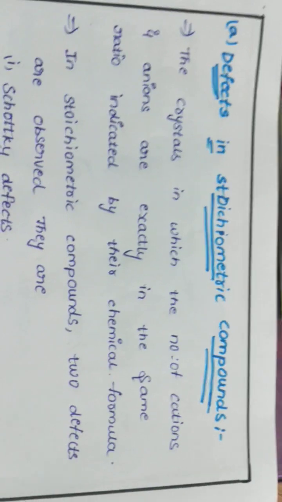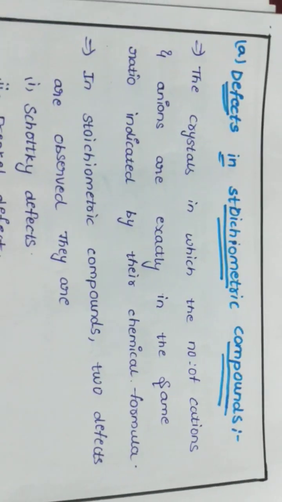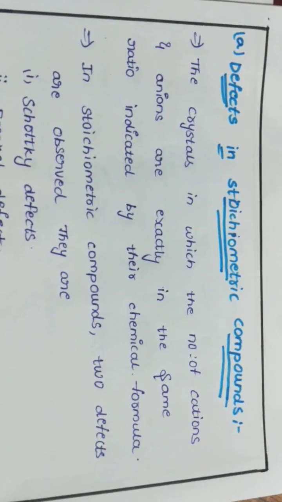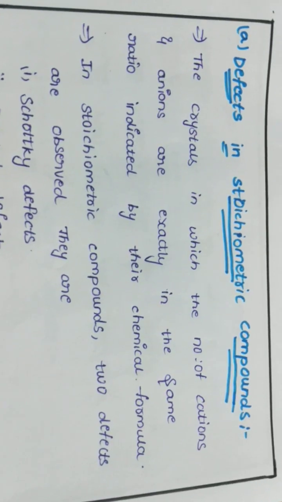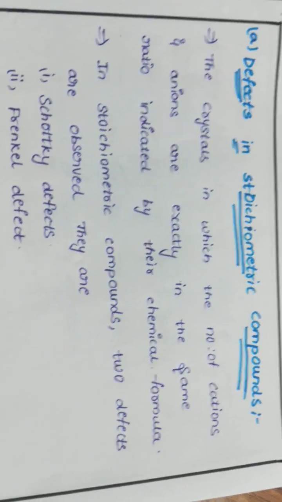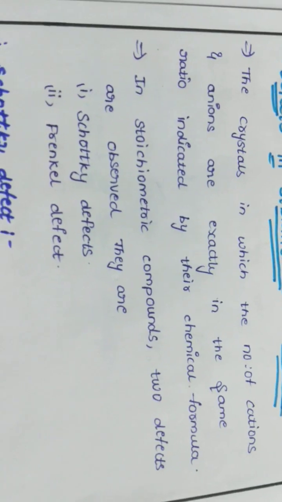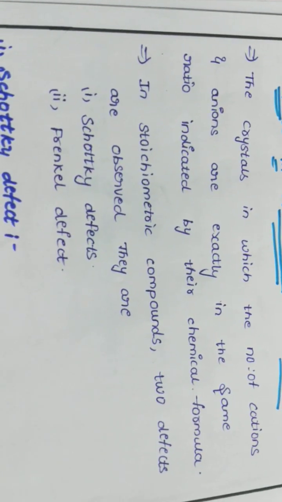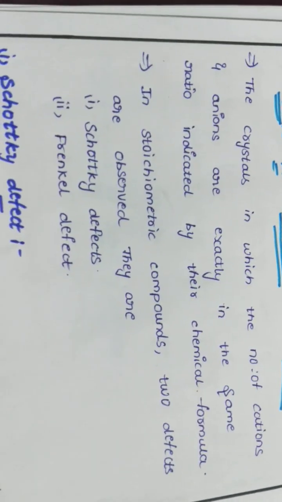First, defects in stoichiometric compounds. The crystals in which the number of cations and anions are exactly in the same ratio indicated by their chemical formula. In stoichiometric compounds, two defects are observed. They are Schottky defect and Frenkel defect.